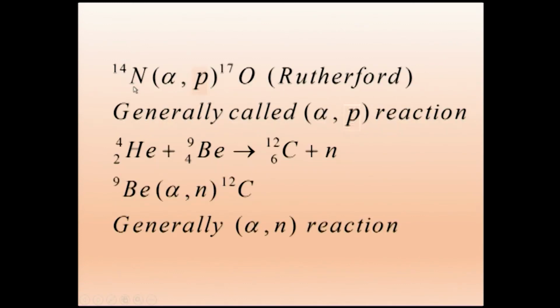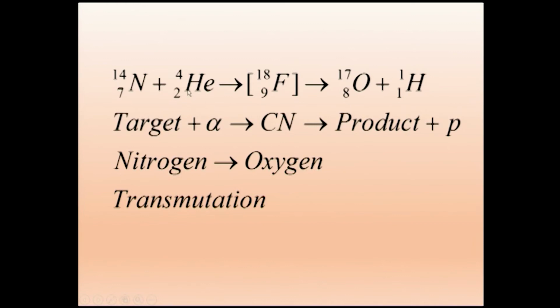Now, the same thing we are writing in a different style. The 7 is dropped because nitrogen's atomic number is, we know, 7. Similarly, oxygen's atomic number 8 we know. So, that is dropped. In all journals the convention is that we need not write the whole equation, but we can write it as alpha, p. Alpha is the incident particle and p is the outgoing particle. So, nitrogen has become oxygen in this alpha p reaction. The incident particle is alpha, the outgoing particle is a proton. So, it is called an alpha p reaction.